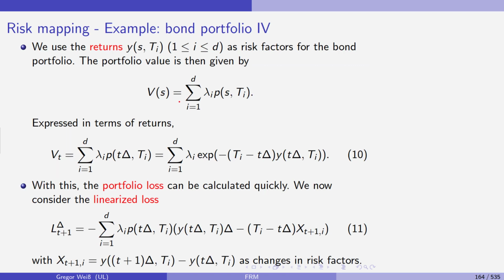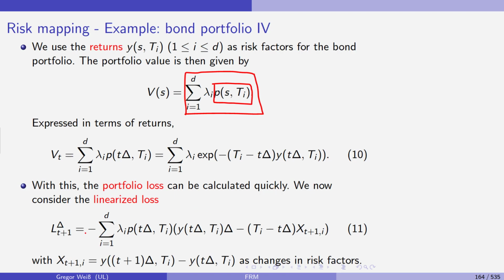So what do we need for the risk mapping? We use the returns Y(S, T_i) as risk factors. Then the value is given as the weighted sum of those prices. Expressed in terms of returns, we simply substitute P by the returns. We get the weighted sum of lambda_i times the exponential function of minus (T_i minus t) times the yields. And with this, the portfolio loss can be calculated quite quickly.